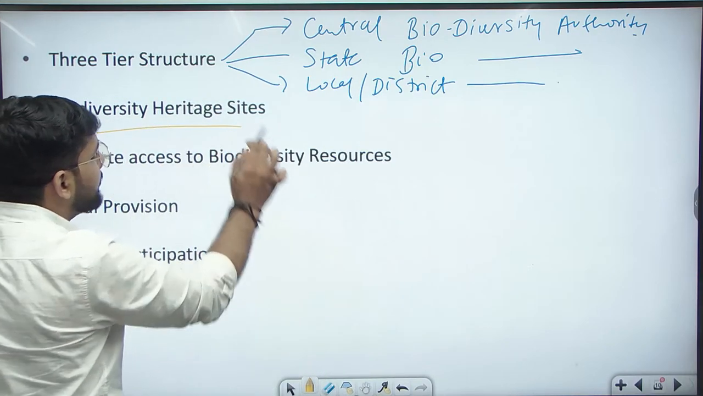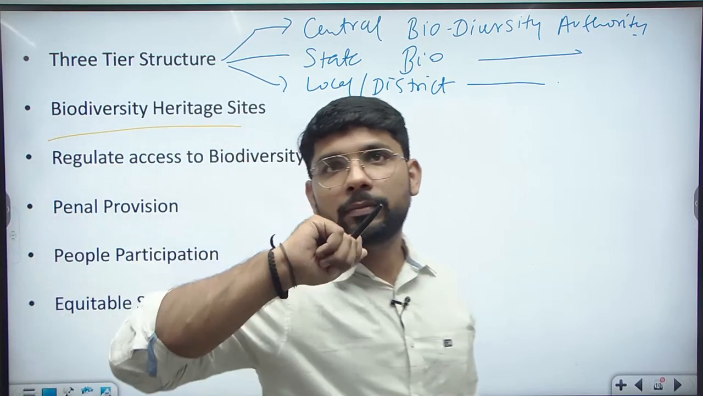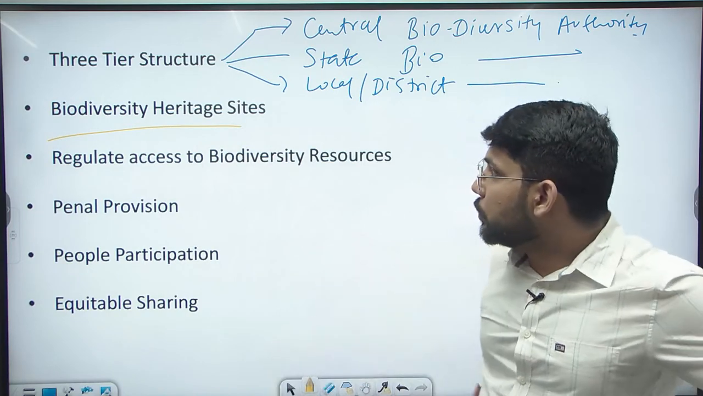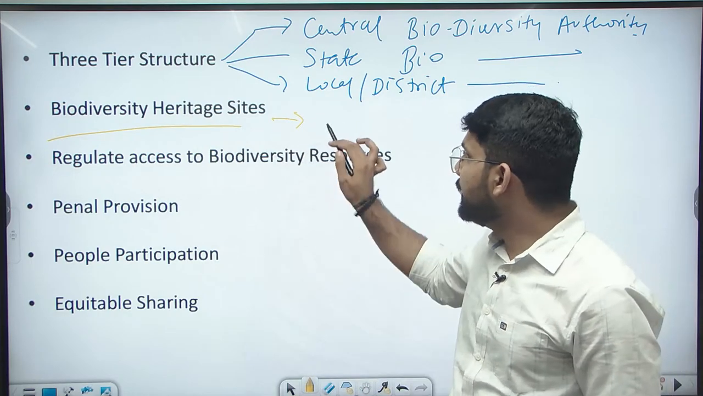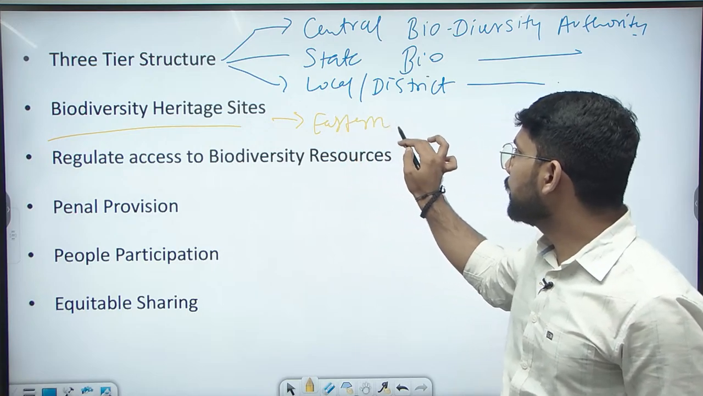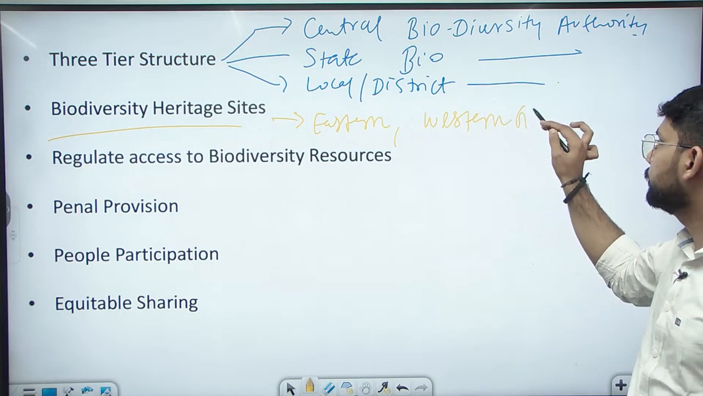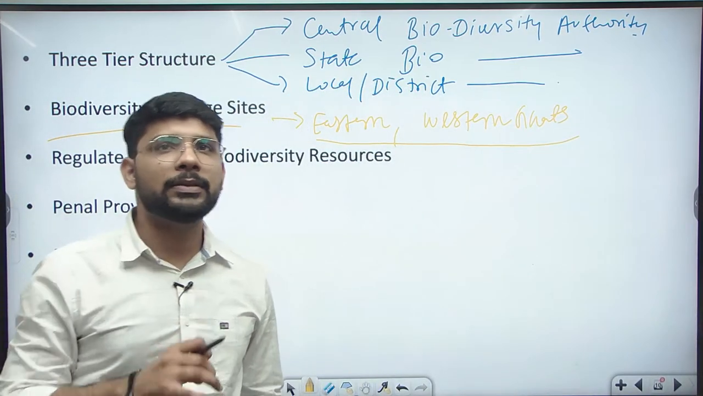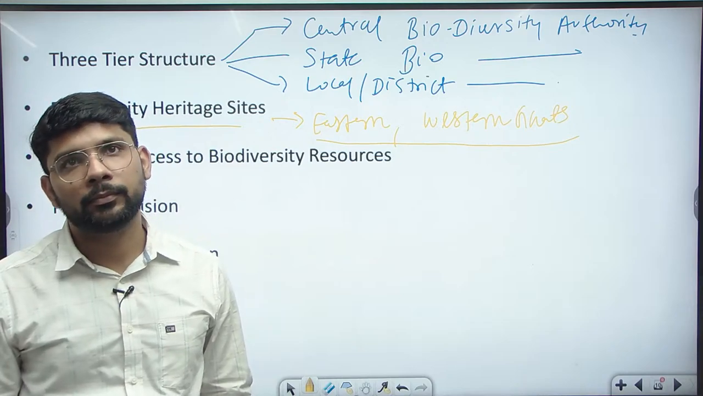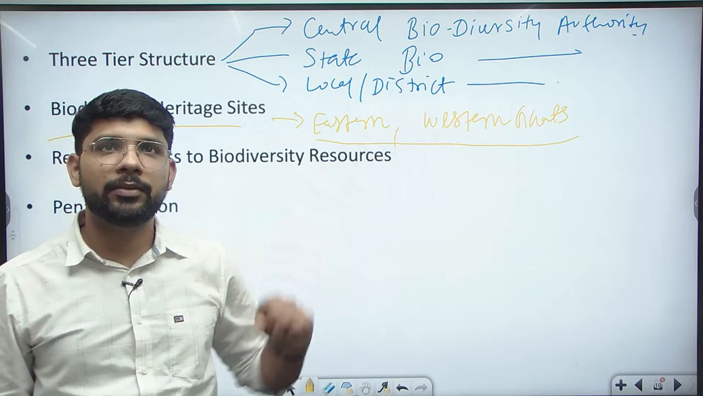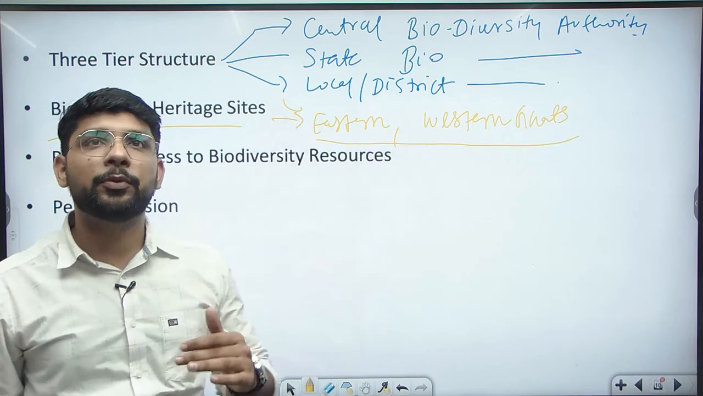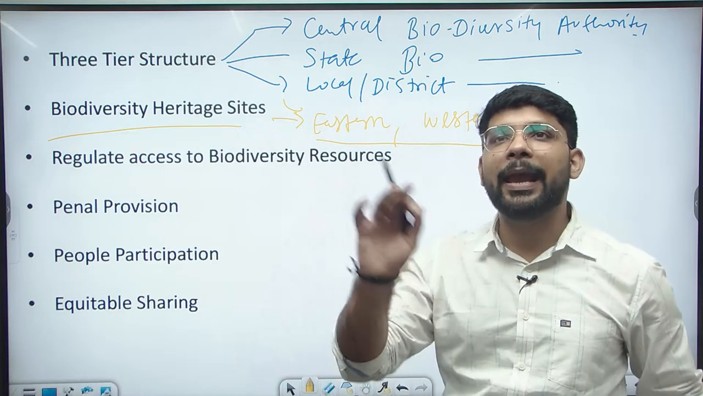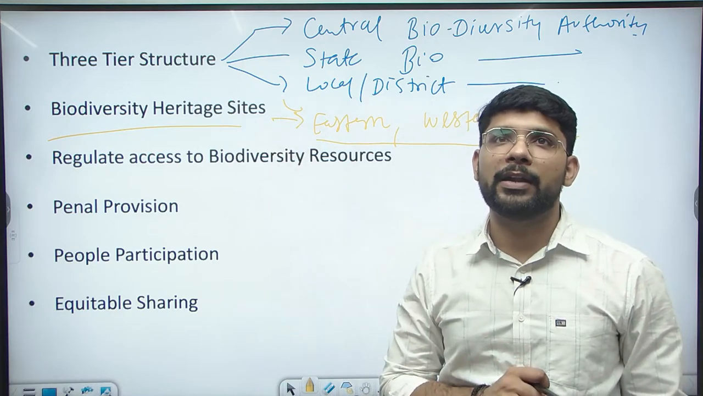Second is the Biodiversity Heritage Sites. The Biodiversity Act of 2002, which recently completed 20 years in 2022, also mentions heritage sites. It lists two heritage sites, the Eastern Ghats and the Western Ghats in India. If any site is recognized as a heritage site under the Biodiversity Act, it gets higher protection. So this Act identifies the Eastern Ghats and the Western Ghats, and these Ghats get the highest protection under the Act. This is how the Biodiversity Act is helping the preservation of the biodiversity.